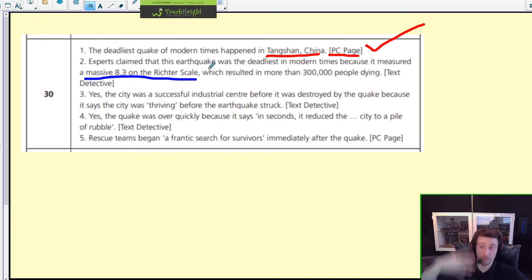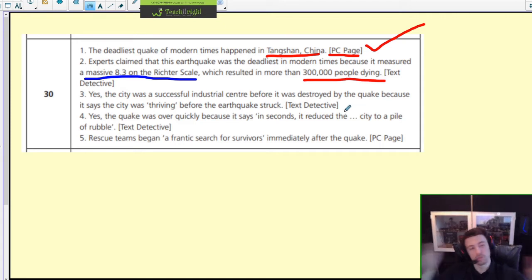You're working out that "massive" obviously implies it's large. You could argue that 300,000 people is a PC page point because you're simply reading how many it is on the page. It's there. If you're arguing either, this is the one where I think you could make a convincing argument for either or.